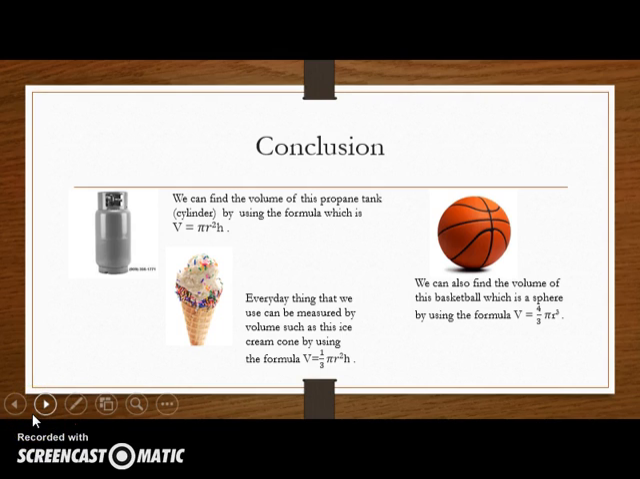Conclusion. We can find the volume of this propane tank, which is a cylinder, by using the formula V equals pi r squared times height. We can also find the volume of this basketball, which is a sphere, by using the formula volume equals 4/3 pi r cubed. Everyday things that we use can be measured by volume, such as this ice cream cone, by using the formula V equals 1/3 times pi times r squared times height.